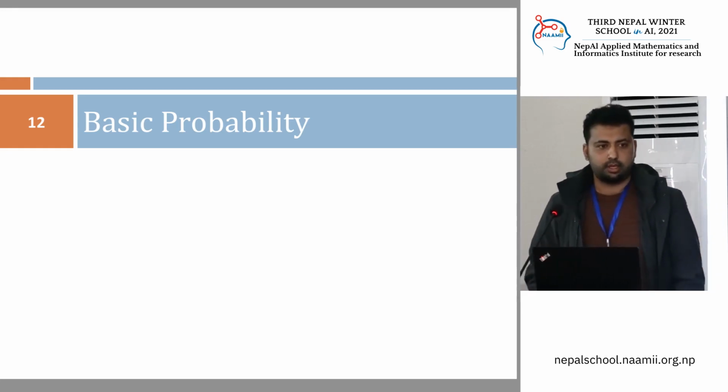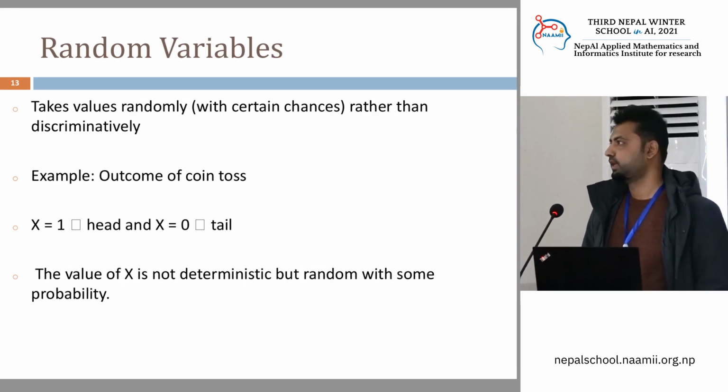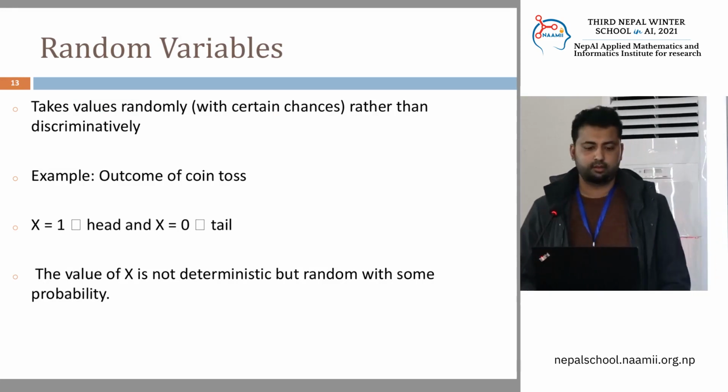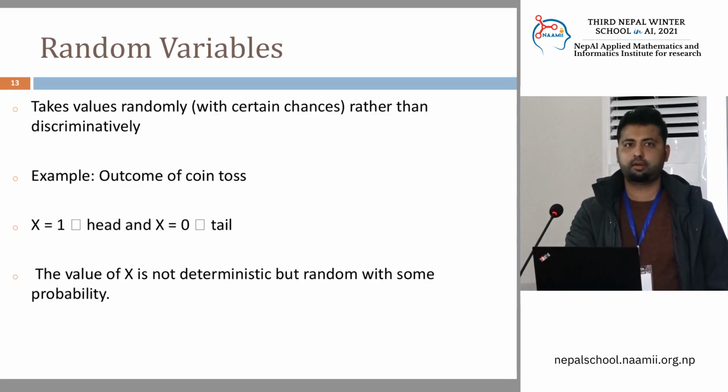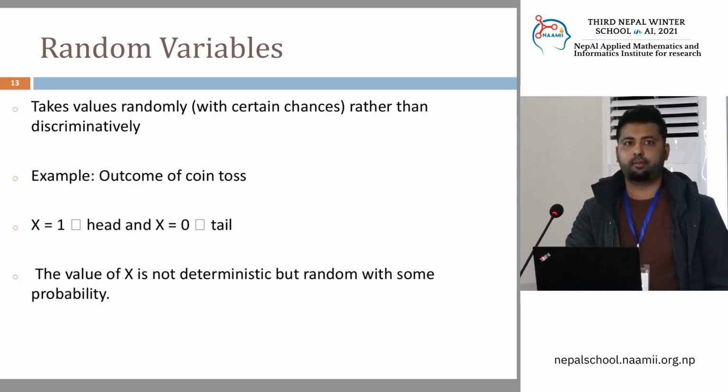So let me start with the random variable. What is a random variable? It could be anything. For example, the outcome of a coin toss is a random variable, and the reason is because you cannot say deterministically what you will get if you toss a coin. You might get a head, you might get a tail. It is random with certain probability.